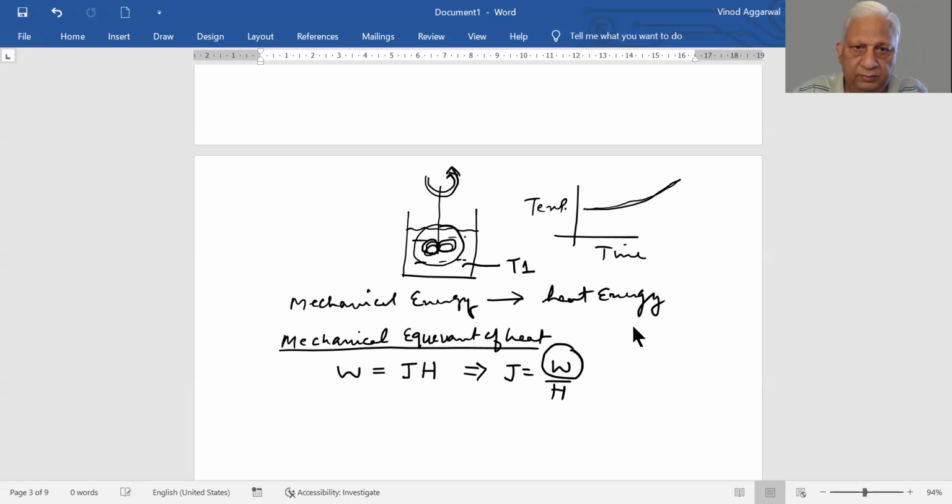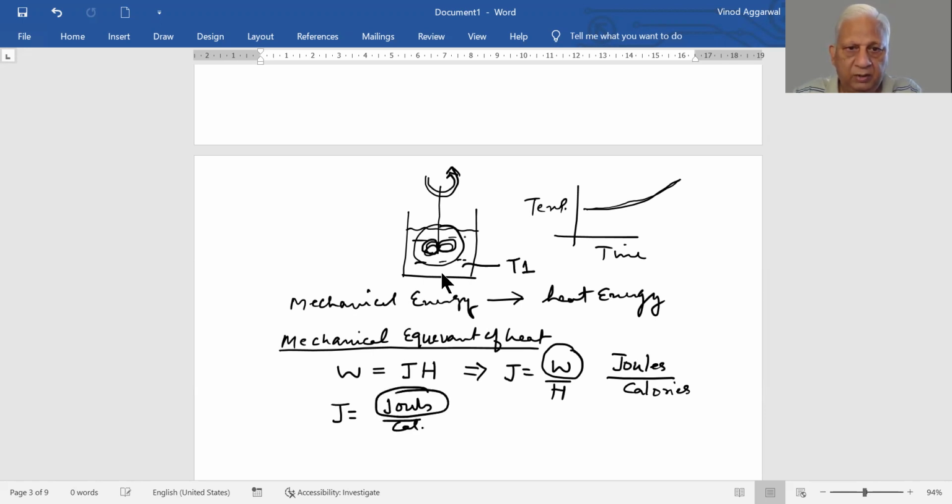Whatever work we put in, like here in churning, which is in terms of joules, the result is that this mechanical energy converts into heat energy and produces some calories. So mechanical equivalent of heat is simply joules per calorie. How many joules are required to produce 1 calorie of heat? That is the mechanical equivalent of heat.